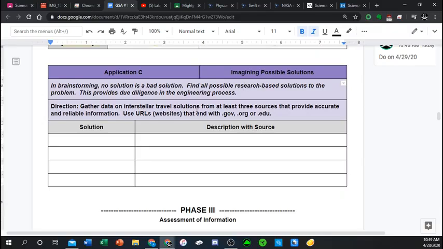So this is a little less research than application A. However, it's because these ideas are a little more complex. And if you have questions, please let me know. Okay? I know NASA already has at least 1 or 2 solutions. So you go to NASA's website, nasa.gov, and you start searching interstellar spacecraft, interstellar travel, and you'll probably come up with 2 ideas already. I can think of 2 ideas off the top of my head.